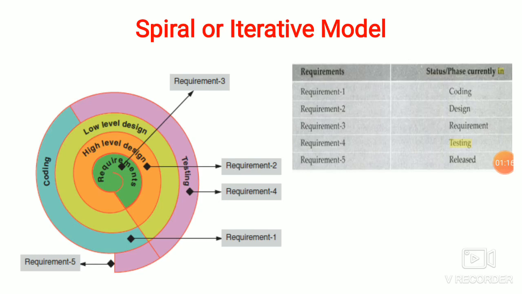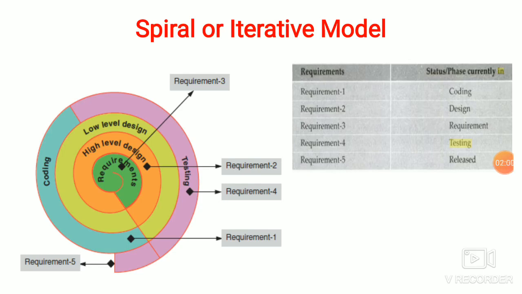Requirements are added to it dynamically. It also enables increments to be sent to the customer for approval. Customers' approvals are obtained at regular intervals, thereby reducing the risk of finding major defects at a later point of time in a product. According to the spiral model diagram, each requirement is spiraling outwards through different phases as the entire project evolves. See here, in the spiral model, we can go to any phase at any time.